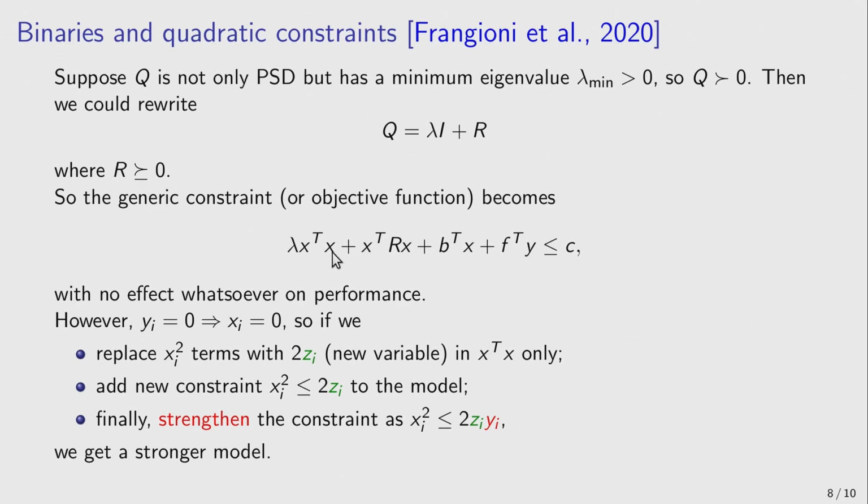So what I can do now is rewrite the constraint. I'm not changing the constraint at all for now, but I can write it simply as lambda times the inner product between x and x, plus a new quadratic form that is with R instead of Q. And then I just add in the linear part that I had before. So that part doesn't change.